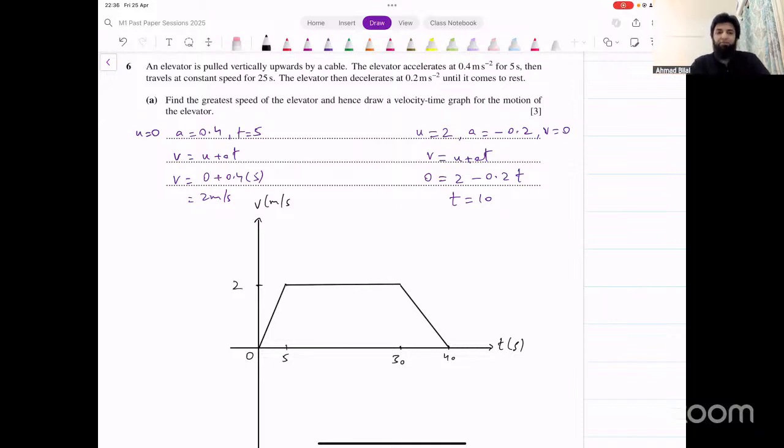Is that okay? Any issues with this? No? All right, let's move on.